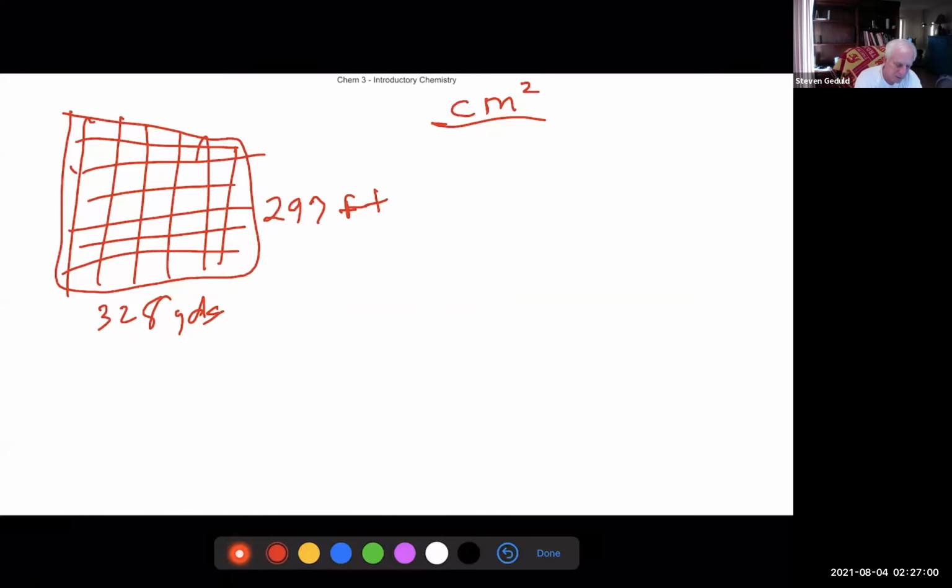Okay. 297 feet, and feet go on the bottom. And there's 12 inches per foot.